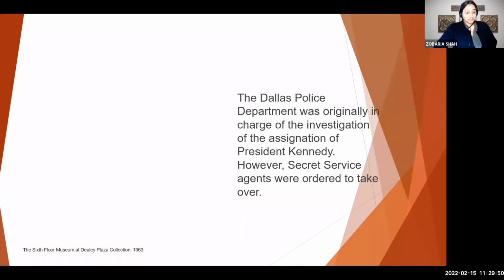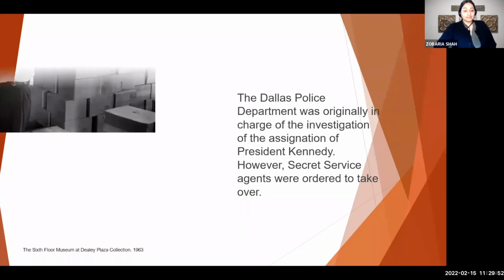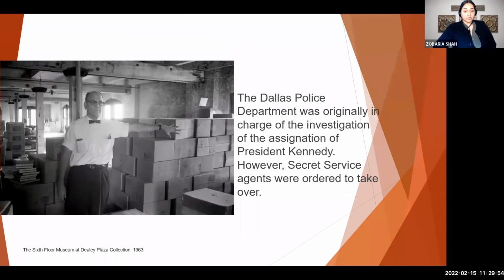And that is particularly connected to the case investigation against Oswald. The Dallas Police Department was originally in charge of the investigation. Now, keep in mind, it was the assassination of a president, so it seems like it might be a federal crime. But initially, the Dallas Police Department was originally in charge. However, the Secret Service, because it became a federal crime, took over.